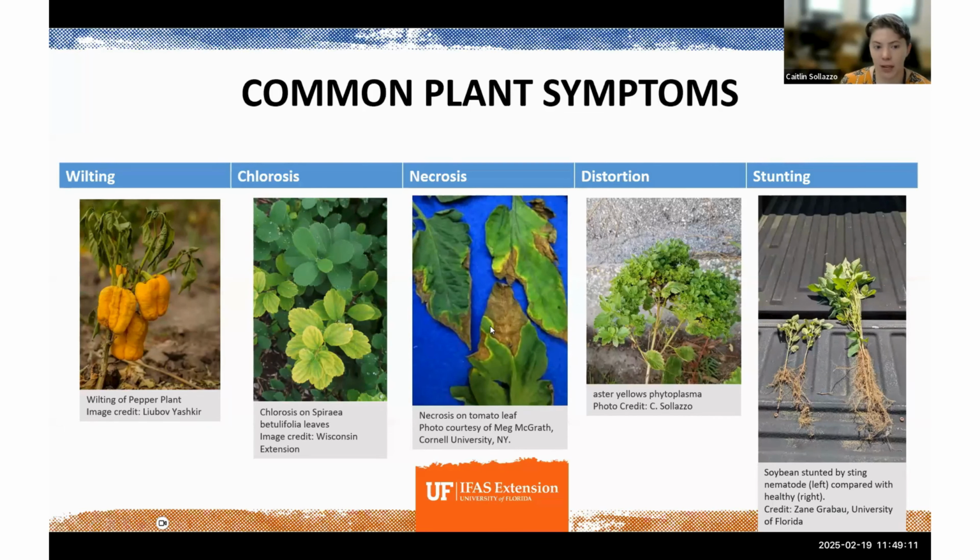Necrosis, again, this can be cold damage. It can be a pathogen. It could be normal leaf senescence if it loses its leaves in the winter. We don't know the cause, but this is just a generalized plant symptom.